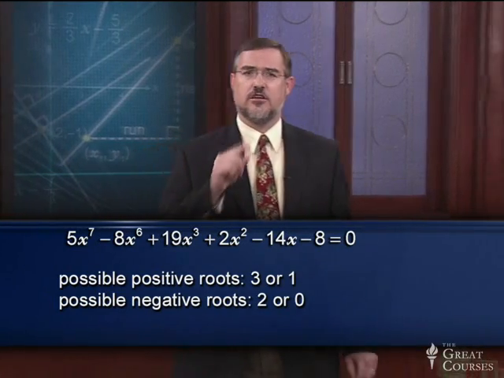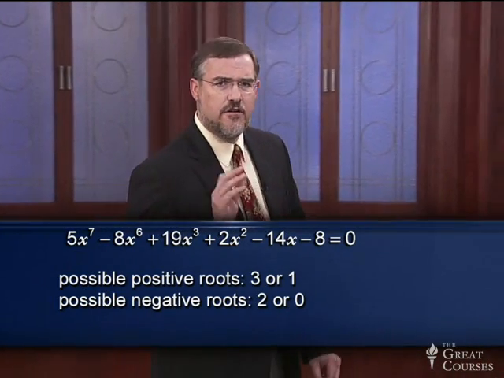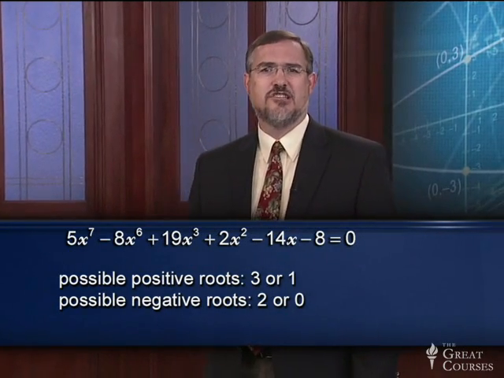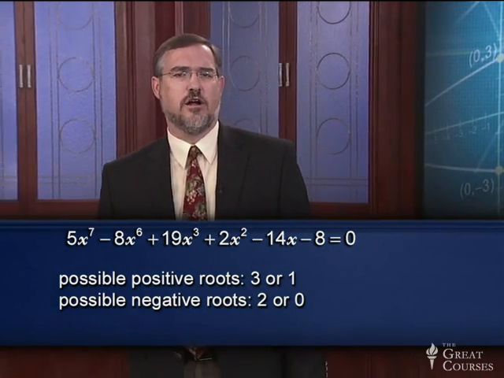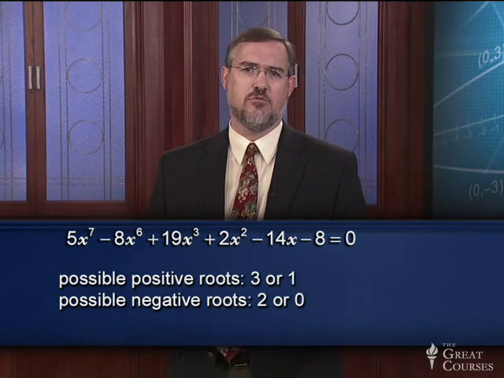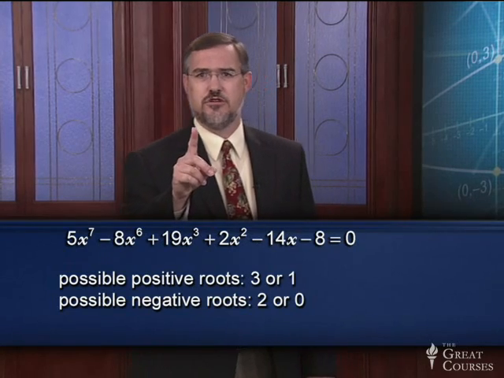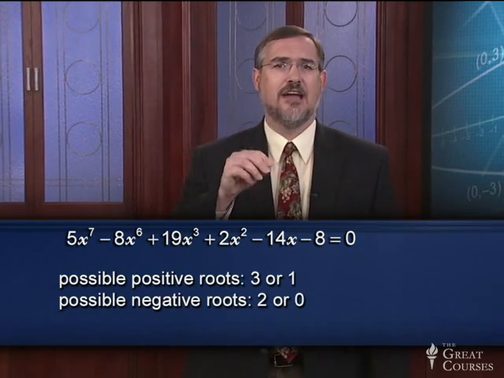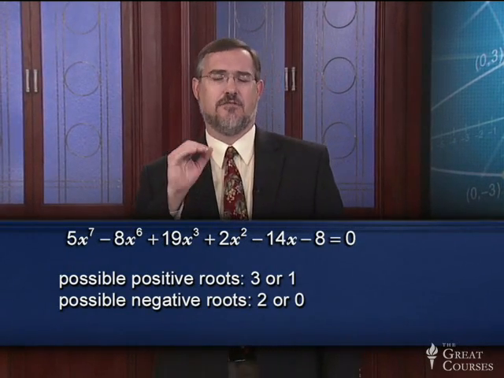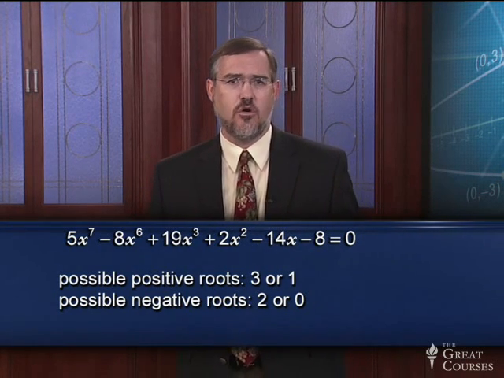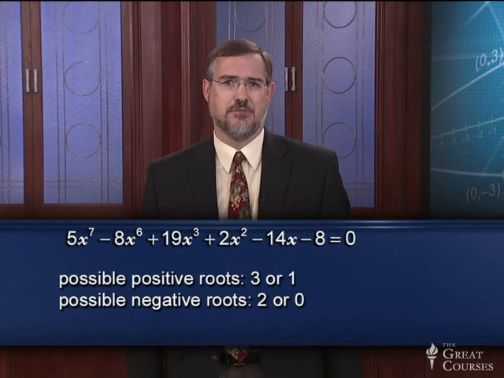Now, it turns out that the original equation I gave you, 5x to the 7th minus 8x to the 6th plus 19x cubed plus 2x squared minus 14x minus 8 equals 0, actually has exactly 1 positive real root, you can actually find it, and 0 negative real roots. And those fall into what Descartes' rule of signs told us as the possibilities.